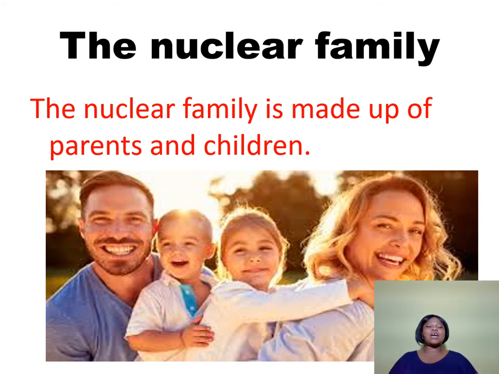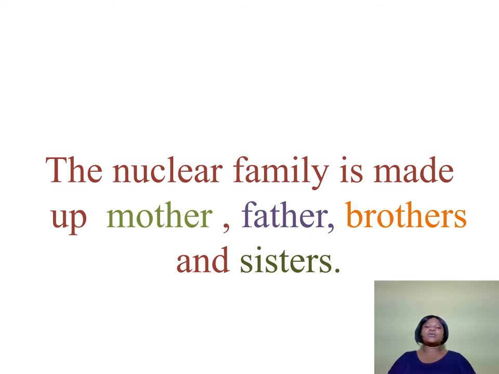Okay, so the nuclear family is made up of what? Parents and, clap for yourself, children. You did very well. The nuclear family is made up of mother, father, brothers and sisters, as we said, that is, parents and children. So the parents are what? The mother and the father. And the siblings will be brothers and sisters. I hope you understood everything, right? Okay.